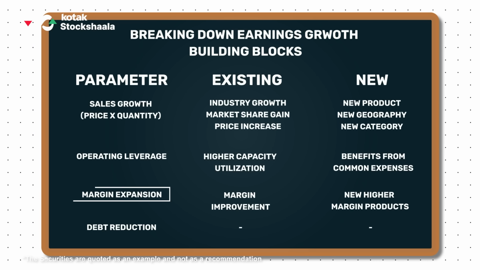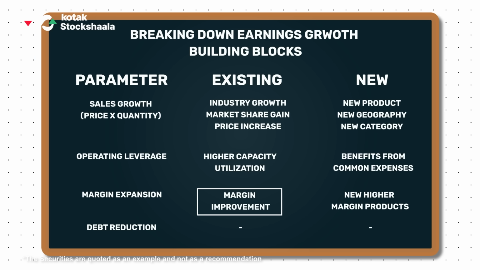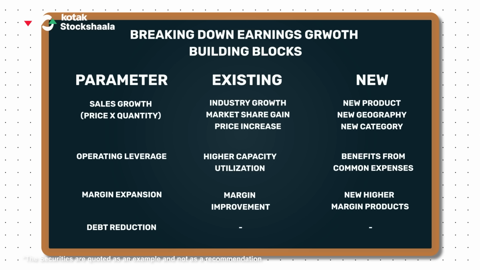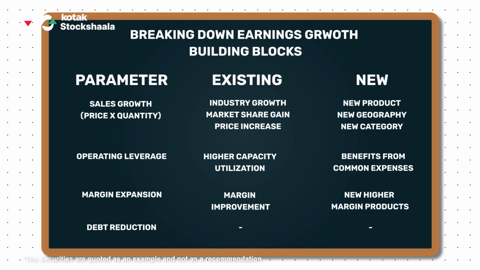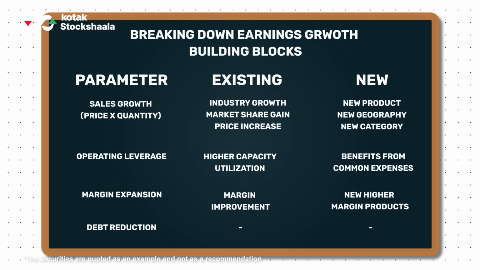And finally, if you see the margin expansion on the existing side, there could be improvement in the margin if you improve the efficiency. Let's say you were having a yellow light bulb and now you are using an LED bulb. That increases your efficiency. And you can also create a new high margin product. Let's say you started selling cheese vada pav, which is a higher margin product for you, and automatically it boosts your earnings. And finally, you can reduce your debt, which means your interest cost goes down, and that increases your earnings and profitability. So these are the 4 parameters which you can actually go through.